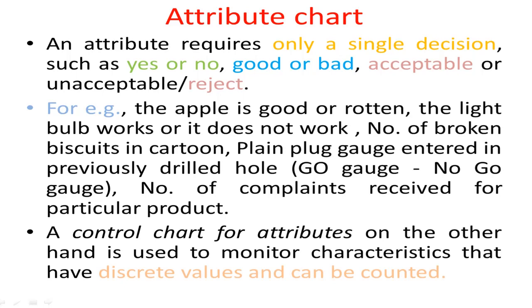Next, the attribute type of chart requires only a single decision, just like yes or no, good or bad, accept or reject type. For example, an apple is good or rotten, a light bulb is in working condition or not, the number of broken biscuits in a carton, entering of a plain plug gauge, that is go side or no go side. Another example, the number of complaints received for a particular product. Such types of examples are represented with the help of attribute type of chart.